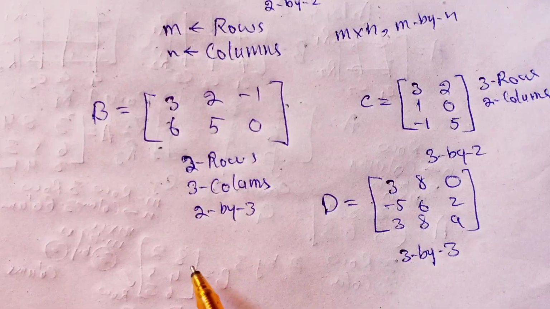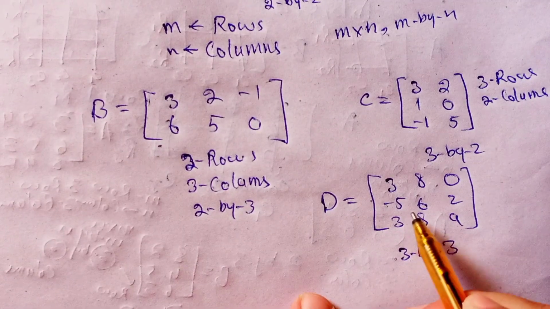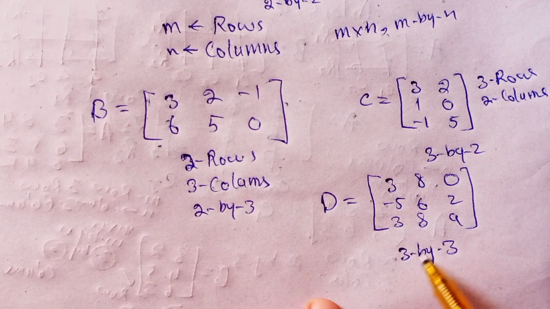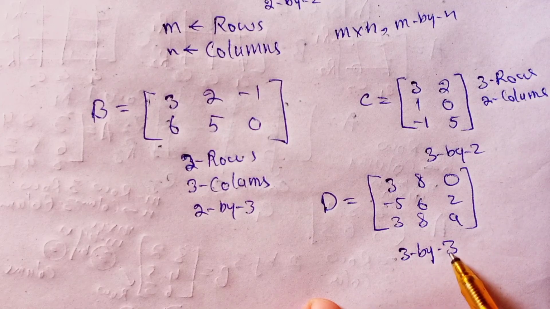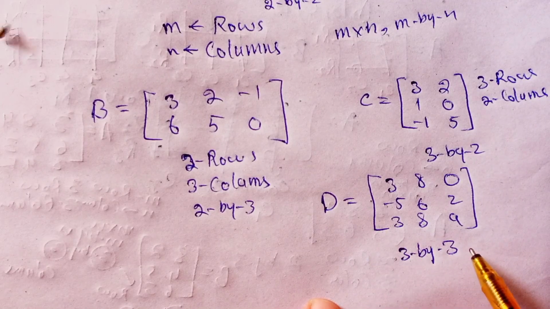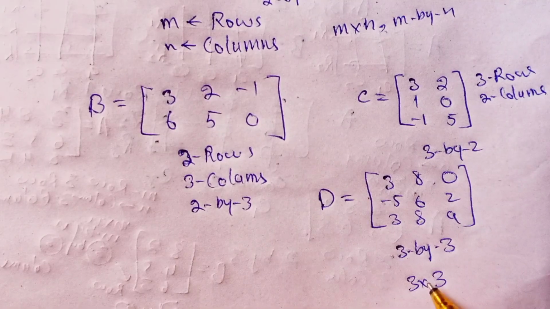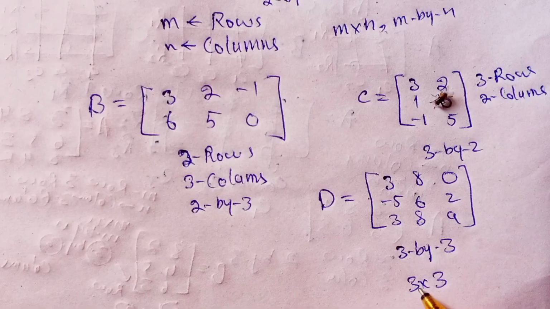The order of a matrix can also be called the dimension or size of a matrix. For example, the dimension of this matrix is 3 by 3, right? Or the order of this matrix is 3 by 3. Or D is a 3 by 3 matrix. Sometimes we write it as 3 × 3, so it doesn't mean multiplication, but we read it as 3 by 3. It means that there are 3 rows and 3 columns.